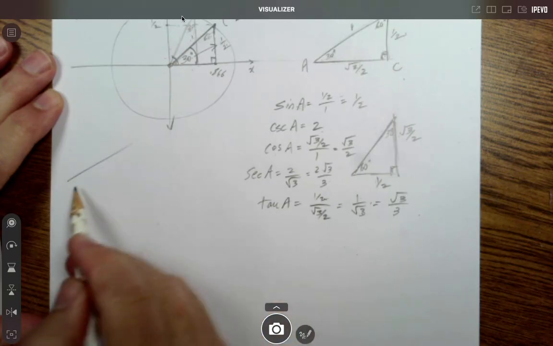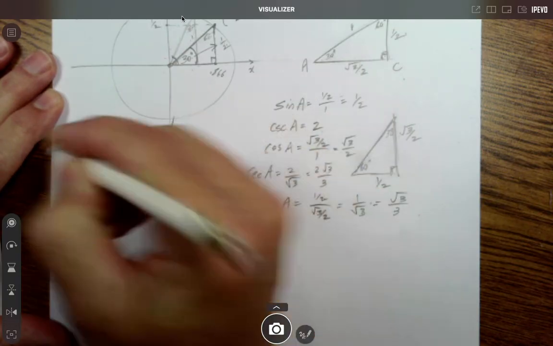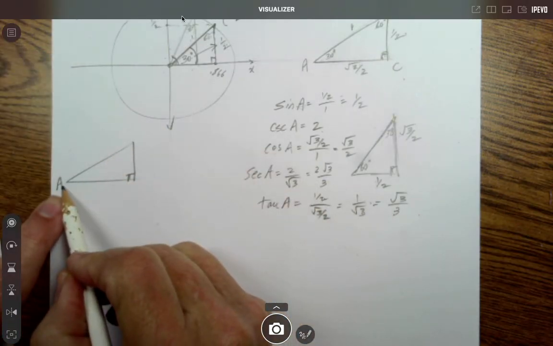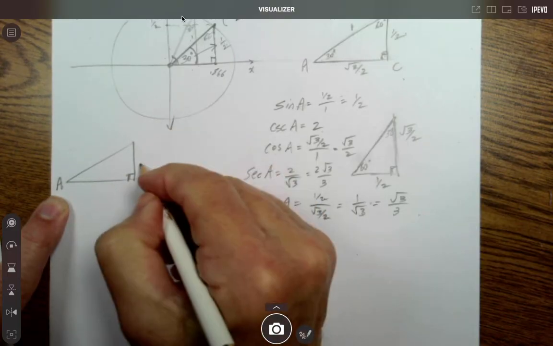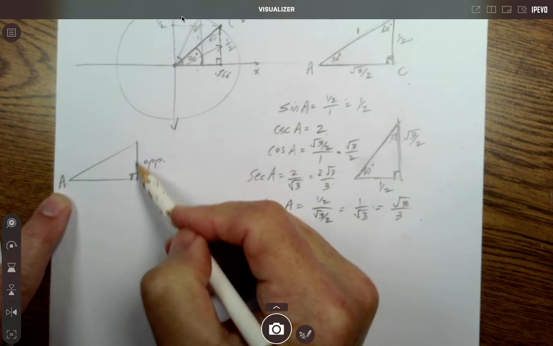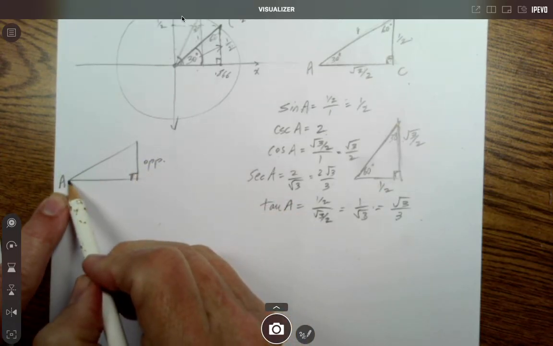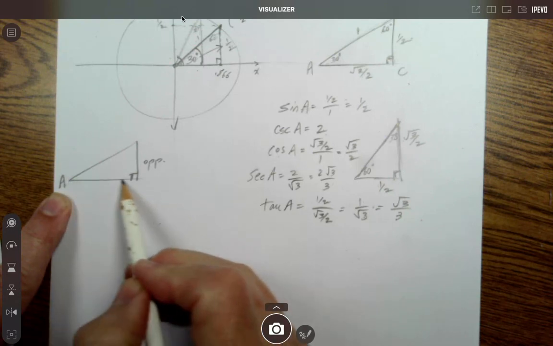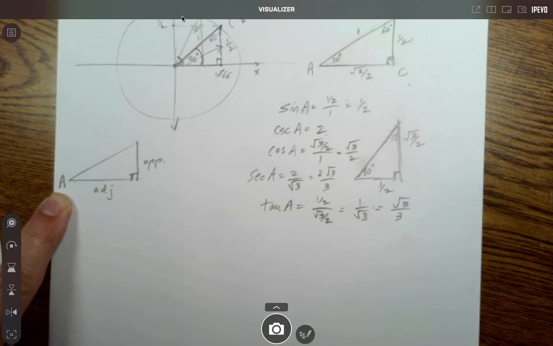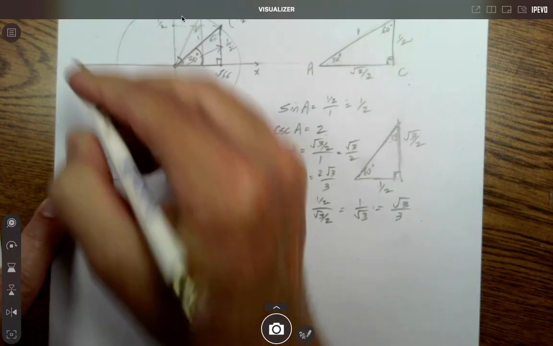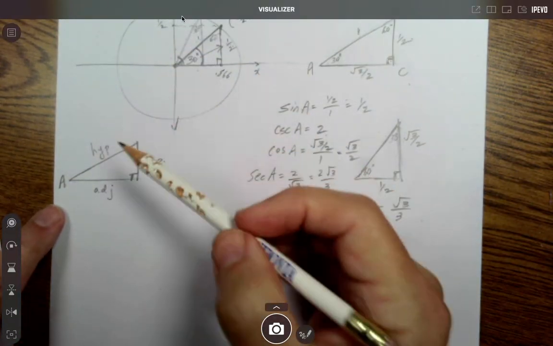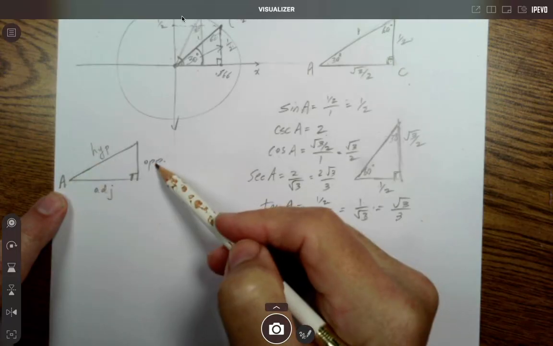Given some right triangle, and this is angle A. If I'm talking about angle A, this side over here we call the opposite side. So I'll label that OPP for opposite. So this vertical side is opposite from this angle. And this side from angle A we call adjacent. And this side is the hypotenuse always. So you don't have to worry about that one. It never changes.